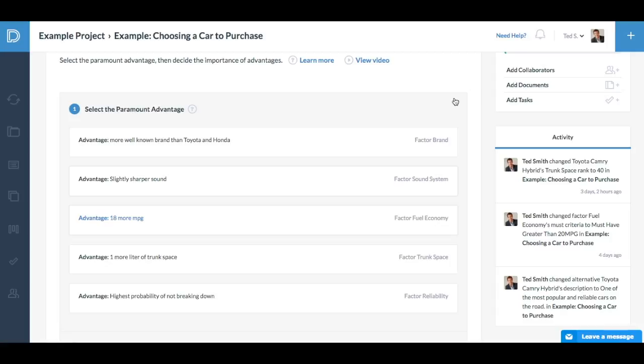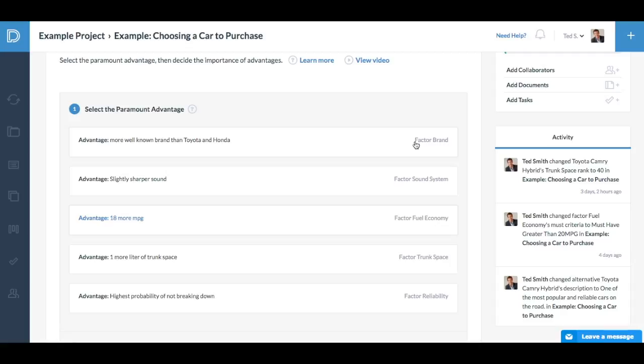In this list, you see the most important advantage for each factor that we have selected in the previous step. Of all the advantages listed here, which one is the most important advantage of them all? In other words, which one is the paramount advantage? Well, in this particular case, the group of decision makers decided that the advantage of more well-known brand than Toyota and Honda is the paramount advantage, or in other words, the most important advantage of all the advantages.